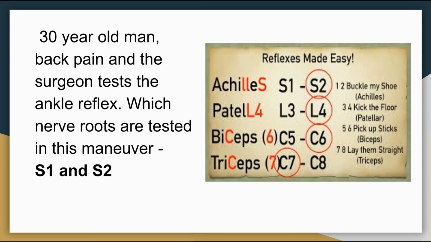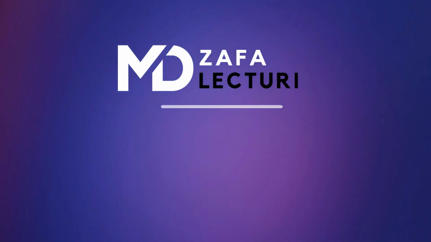A 30-year-old man presents with back pain and the surgeon is going to test his ankle reflex. So what is going to be the nerve root value for the ankle reflex? We know that it's going to be S1, S2. For the Achilles or the ankle reflex, we have S1, S2. For the patella or the knee reflex, we have L3, L4. For the biceps, we have C5 and C6. And for the triceps, we have C7 and C8.